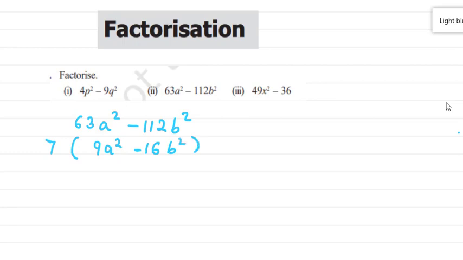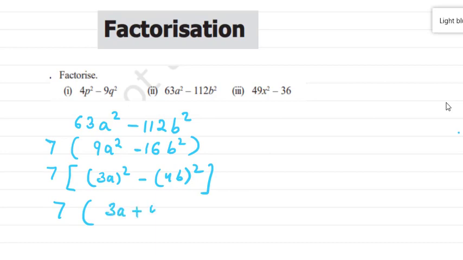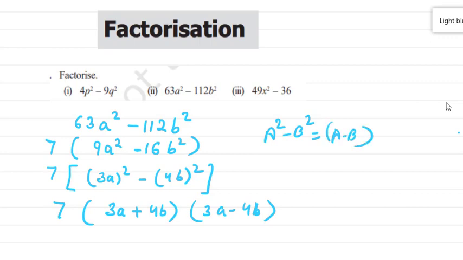16b square, and now 7 you can keep outside, and this is the square of 3a, this is the square of 4b, and now you can write it as 3a plus 4b into 3a minus 4b, because here using this a square minus b square, you have a minus b, a plus b, and then here you can see your value of a is 3a and your value of b is 4b. So just simply put the value, and outside we have 7. So this will be the factor here.